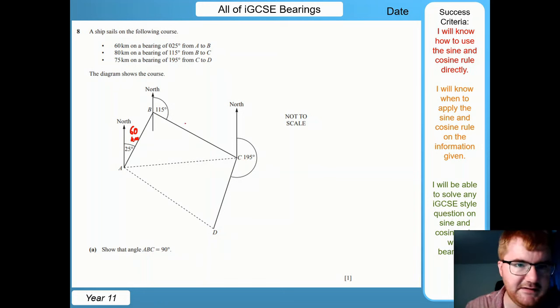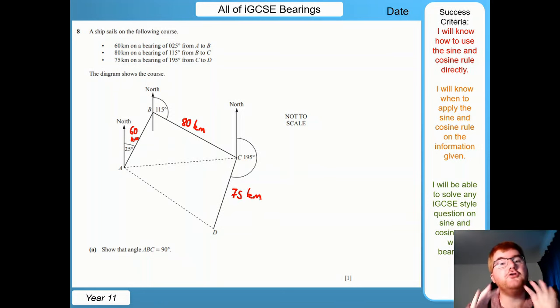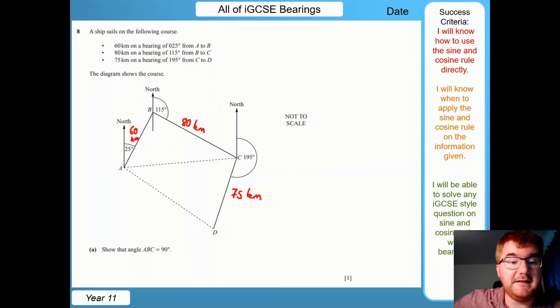So that's that angle and this side here. So this is 80 kilometers. And then finally, 75 kilometers on a bearing 195 from C to D, which is here. So I'm going to write this in as 75 kilometers. If you don't have all the information on your diagram, then make sure you do put it in there because it could be helpful later on.